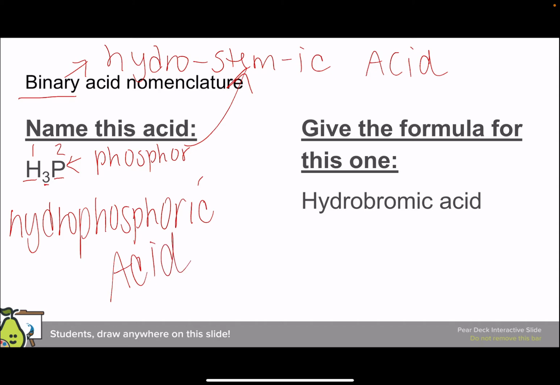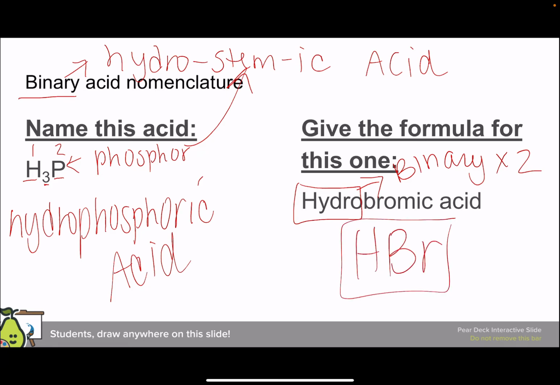Okay, give the formula for this one. So as soon as we see the prefix hydro, it lets us know that it's binary, aka 2 elements. So we're going to have HBr.